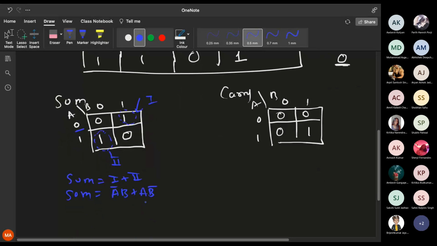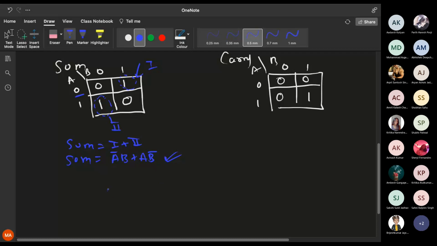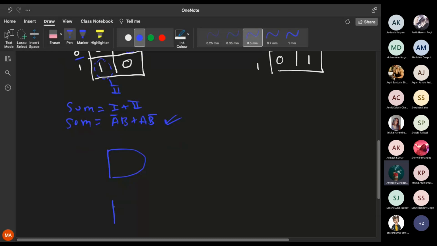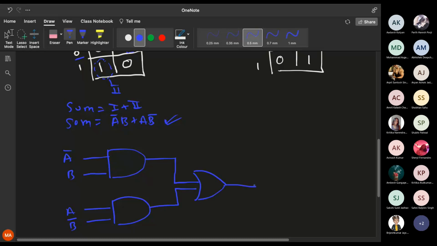So this is the equation for sum. Looking at the equation, can you make a circuit out of it? Yes. How to make a circuit? Just draw 2 AND gates. One will have input A bar B, and the other will have input A B bar. Clear? Yes, sir. The outputs of these two we will give to another gate, an OR gate. And what will the output of this OR gate be? Sum. Is that clear?